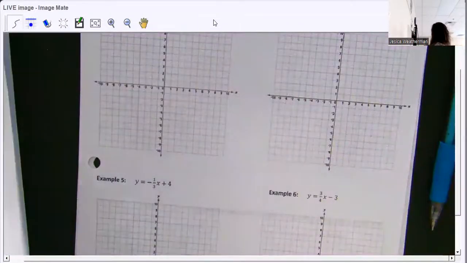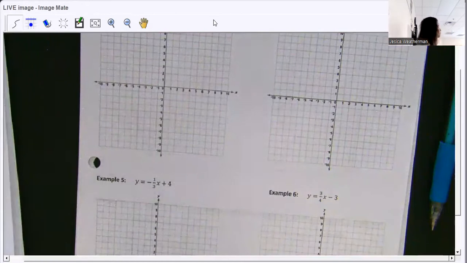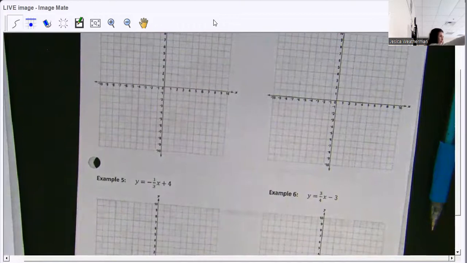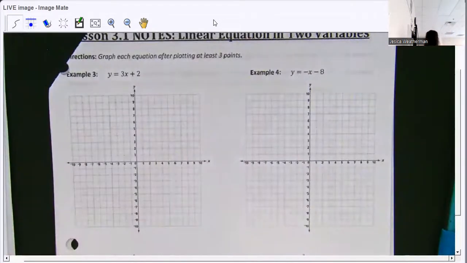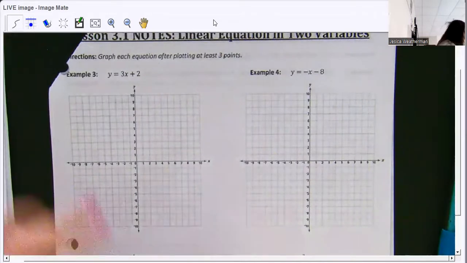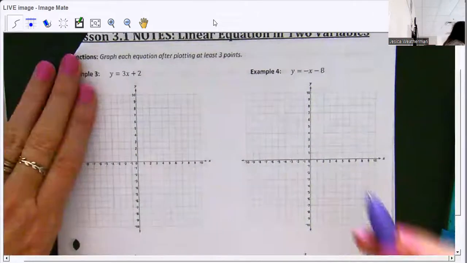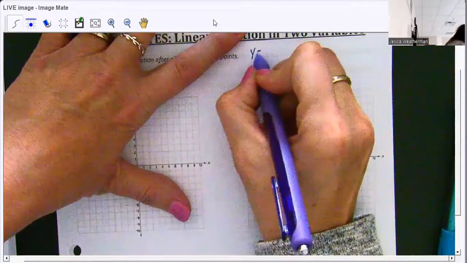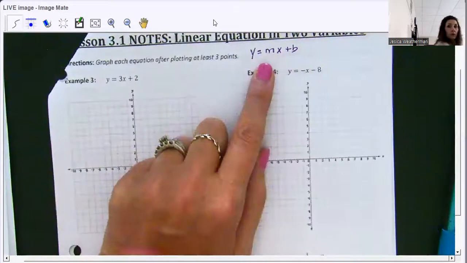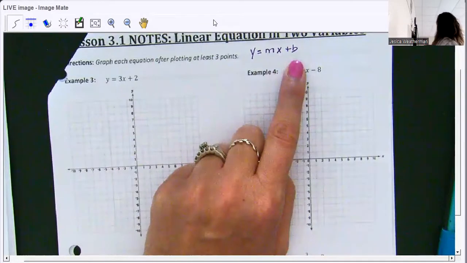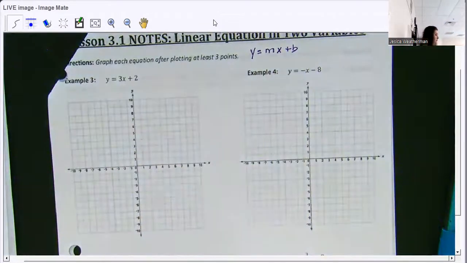Okay, so on page 3, you don't have to create a table now. You're going to just look at your equation and be able to graph it. Some of the students in my last class said they remember doing this, but they forgot how. So I'm just going to refresh your memory on how to do this. Your equations are all written in slope-intercept form, because M represents the slope and B represents the y-intercept, where your line is going to cross the y-axis.